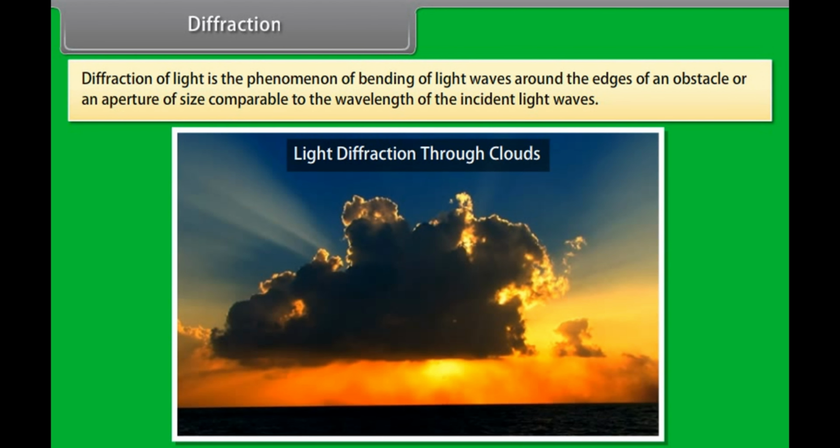Diffraction. Diffraction of light is the phenomenon of bending of light waves around the edges of an obstacle or an aperture of size comparable to the wavelength of the incident light waves.